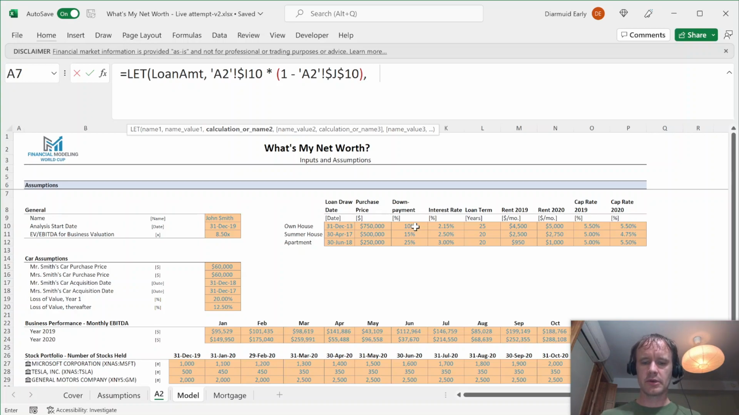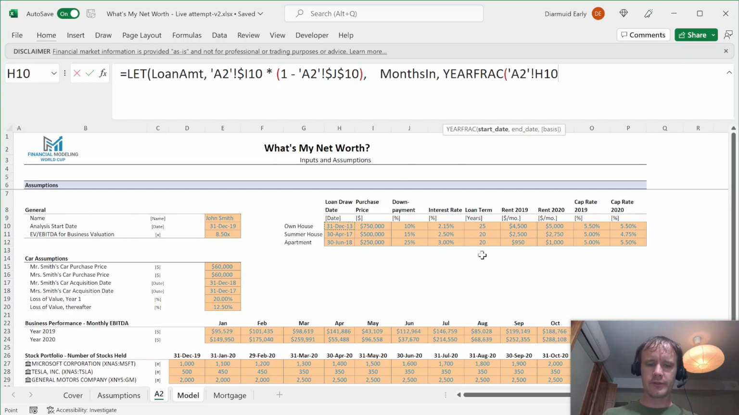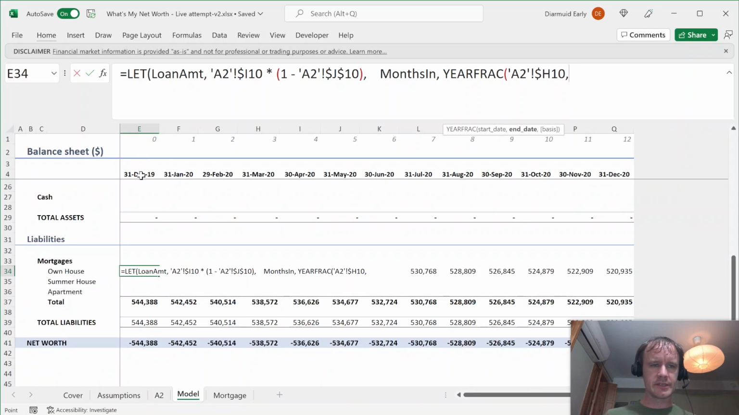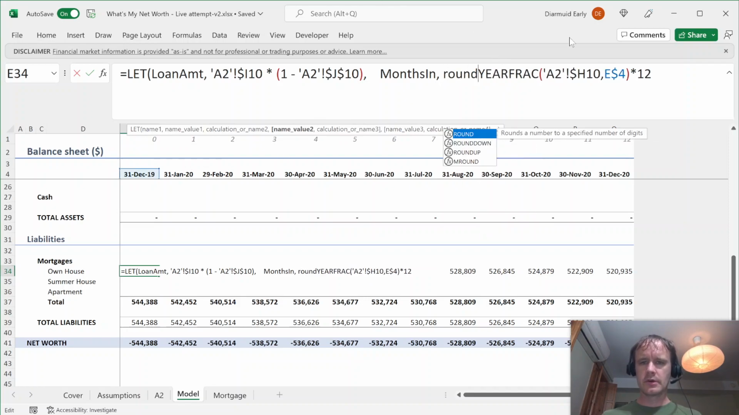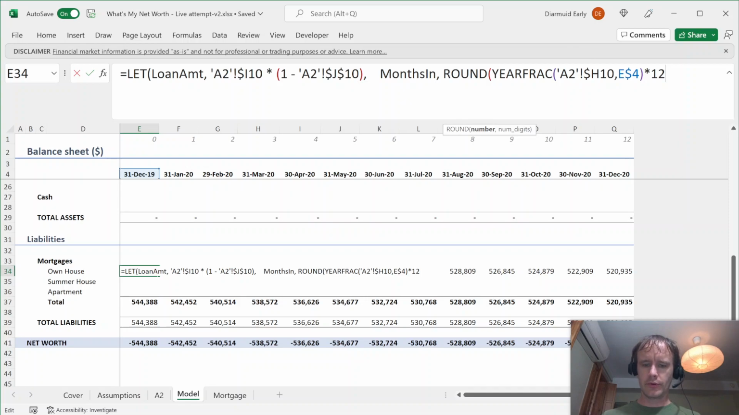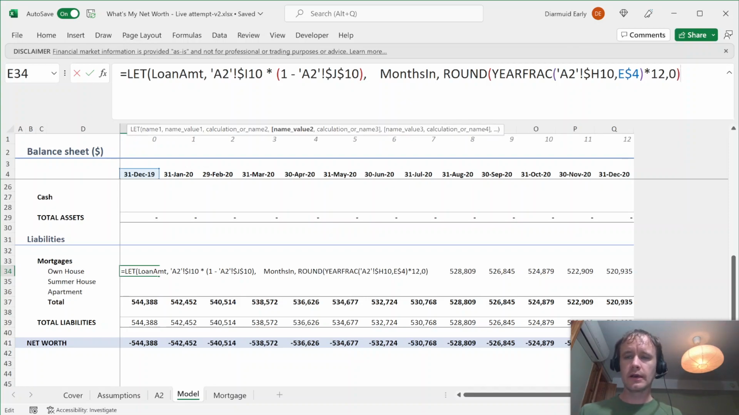So I'll just skip along a little. I'll call it months in. And that's going to be a YEARFRAC to tell me how many years I'm in, from this starting date to the ending date, which is today's date, so $4. And then I'm going to multiply that by 12, and just to be extra safe, I'm going to round that to a whole number. So that's how many months into the mortgage I am.